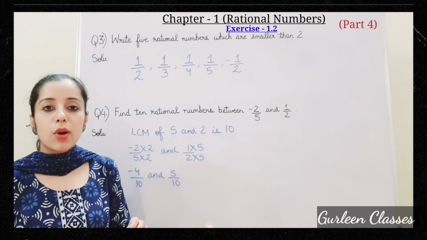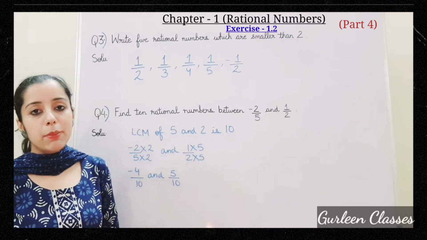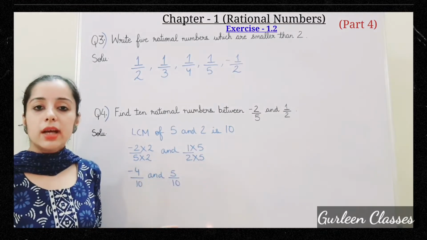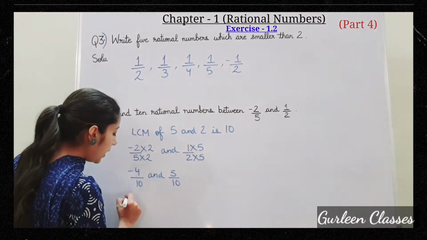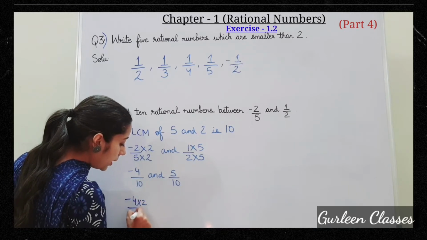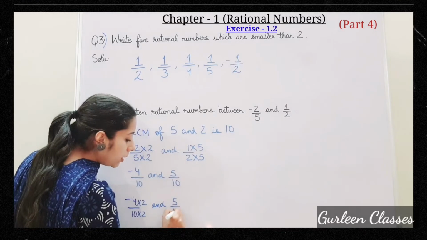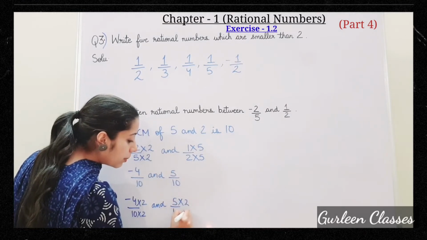But we want 10 rational numbers here. So for that, again we will multiply the numerator and denominator by 2. So let us multiply minus 4 upon 10, numerator and denominator by 2, and 5 upon 10, numerator and denominator by 2.